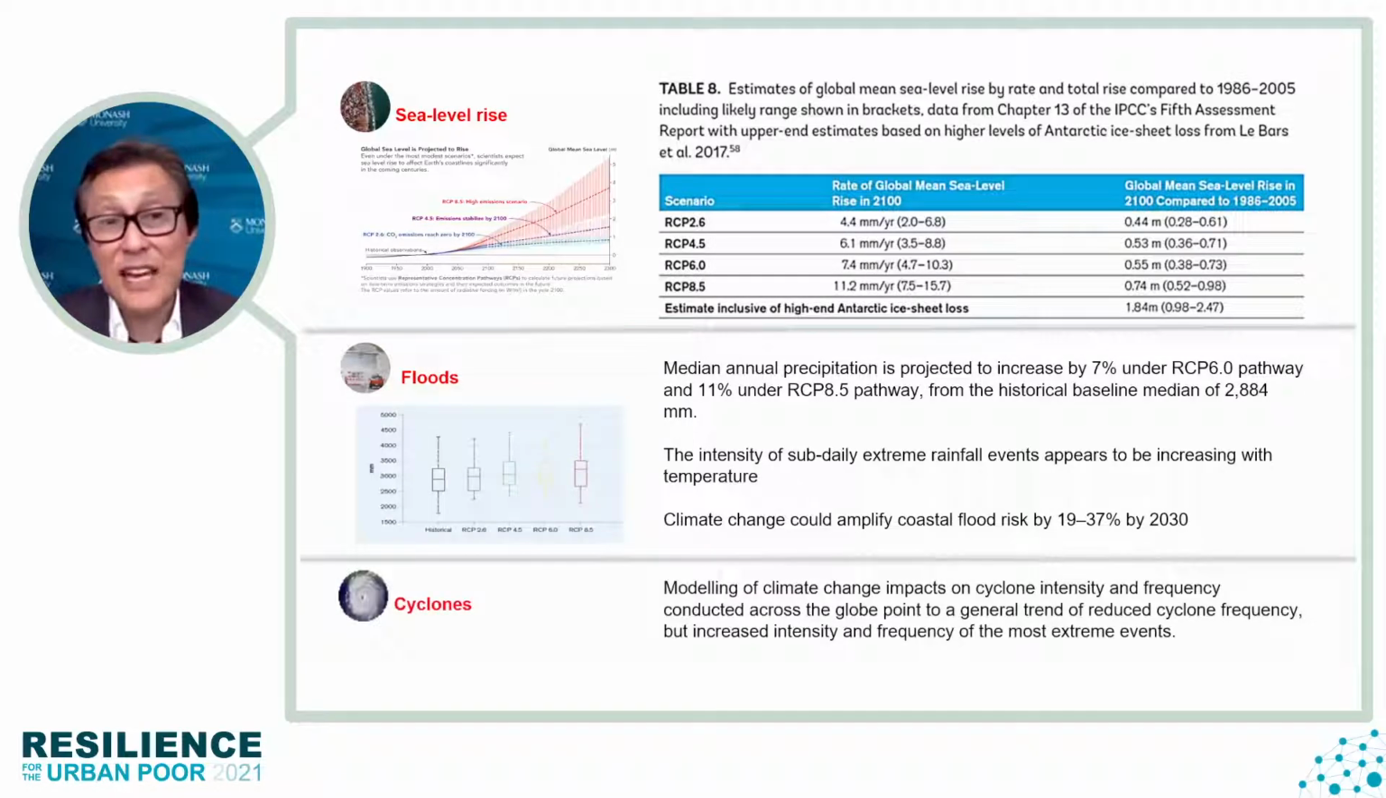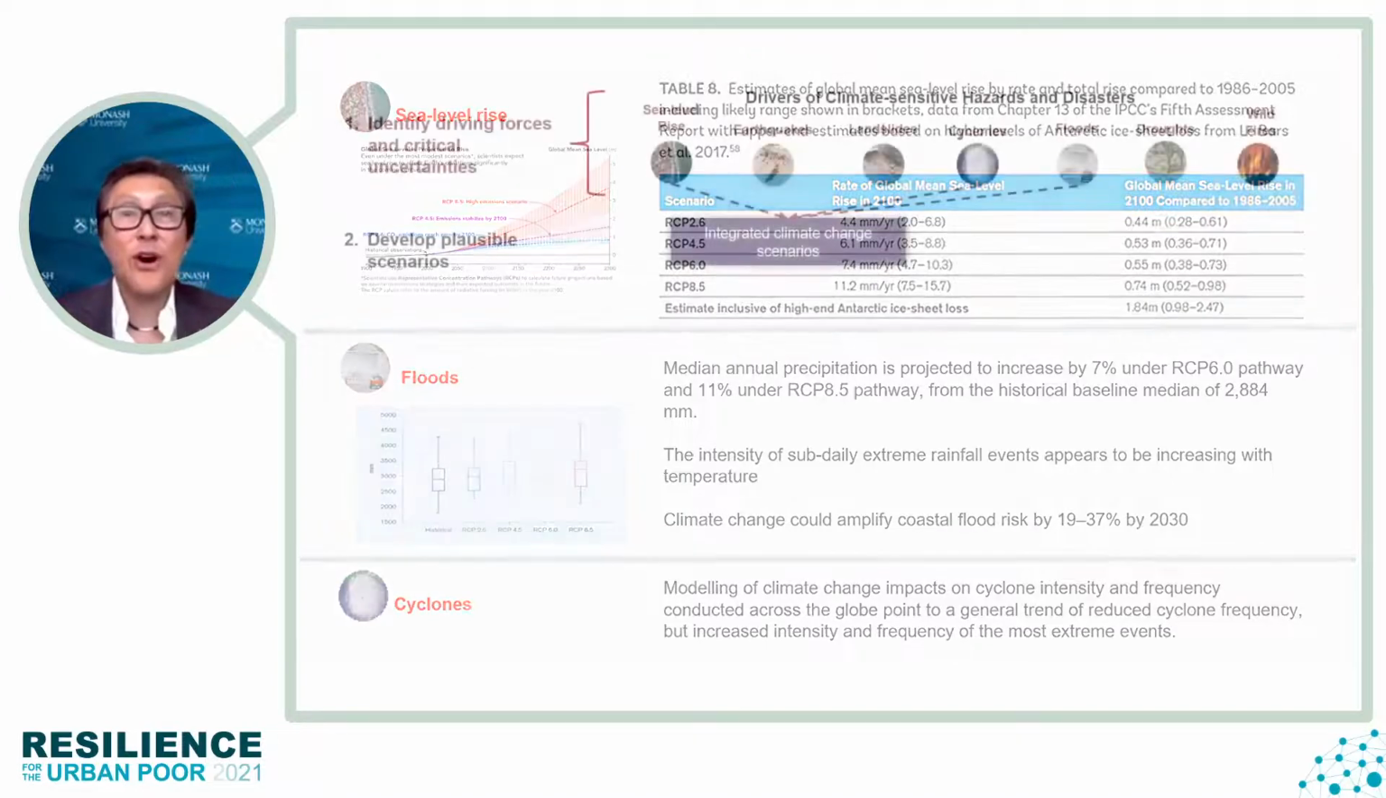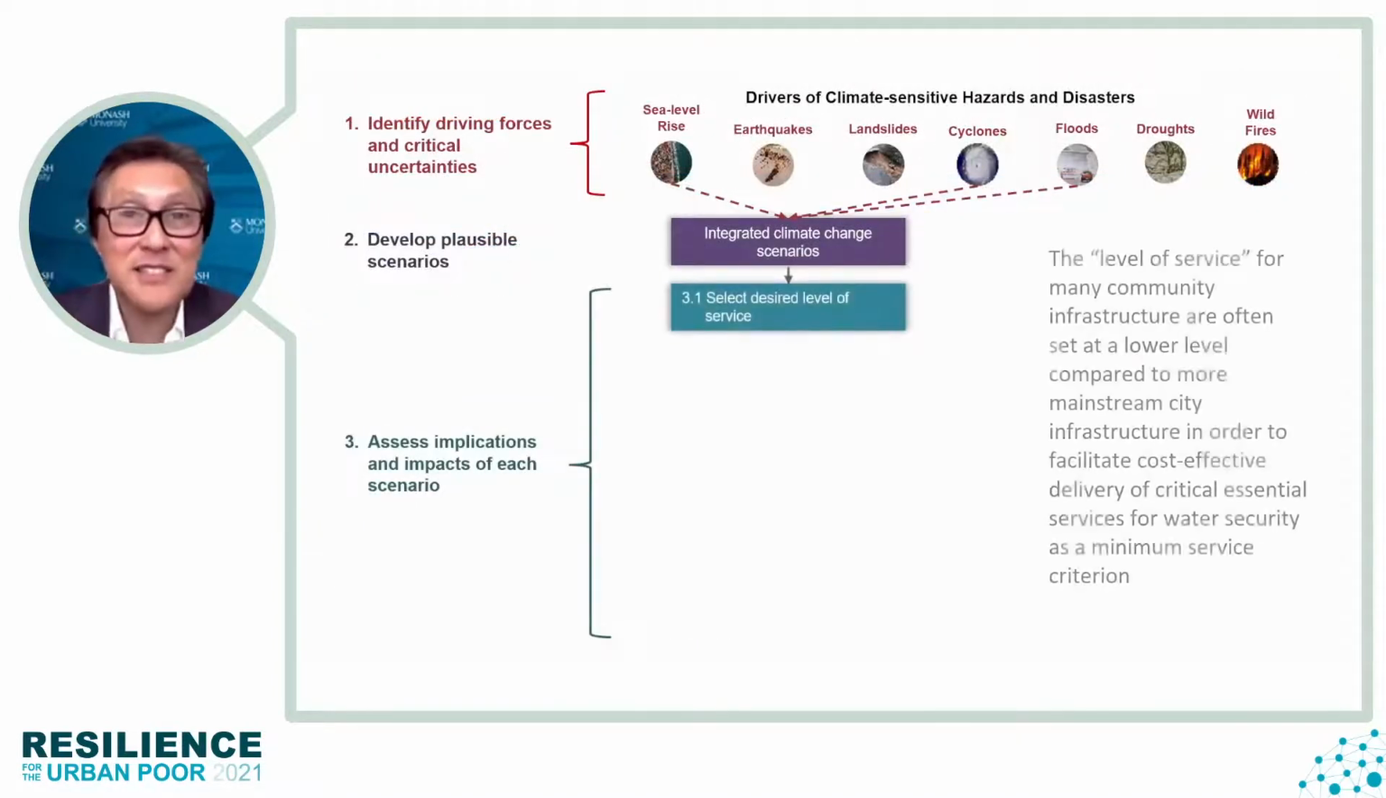We then also looked at cyclones to say, well, the modeling suggests that in fact, cyclone intensity and frequency across the whole region points to a trend of reduced cyclone frequency, but increased intensity, and therefore the frequency of many of those extreme events. So you could infer that the number of cyclones might in fact be the same or less, but the severity of that cyclone is actually higher in future. So on that, we have created the scenario.